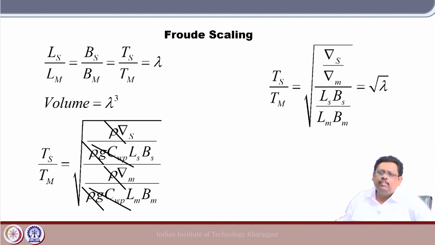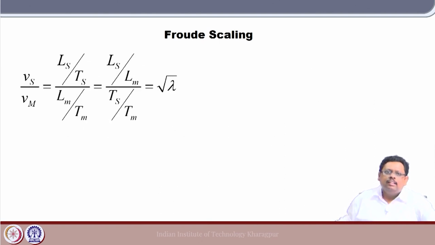So, it is lambda cube by lambda square. Therefore, the scaling of time period is root lambda. Okay, fine. So, now let us see what other parameter we can scale. Now, we are doing the velocity.